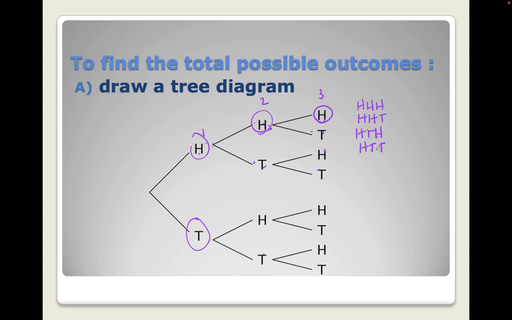Now we're going to repeat those same 4 options, but instead of starting with heads, we'll start with tails. So tails, heads, heads; tails, heads, tails; tails, tails, heads; and tails, tails, tails. This gives us a total of 8 possible outcomes for flipping 3 coins.